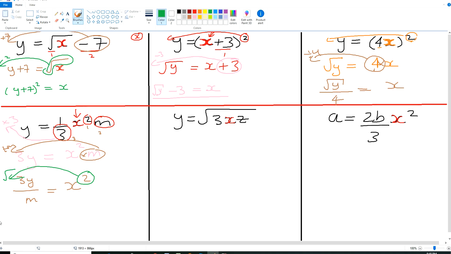Now again, this is the part where students make mistakes. You don't square root just the top part. You don't just square root the bottom part. You square root the whole lot. So we're going to have a nice big square root over 3y divided by m. Everything is inside the square root because we're square rooting the whole side. And that's the end of the fourth question.